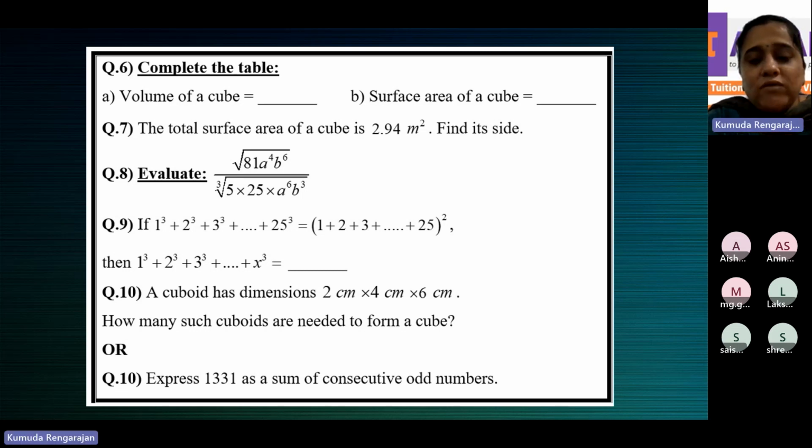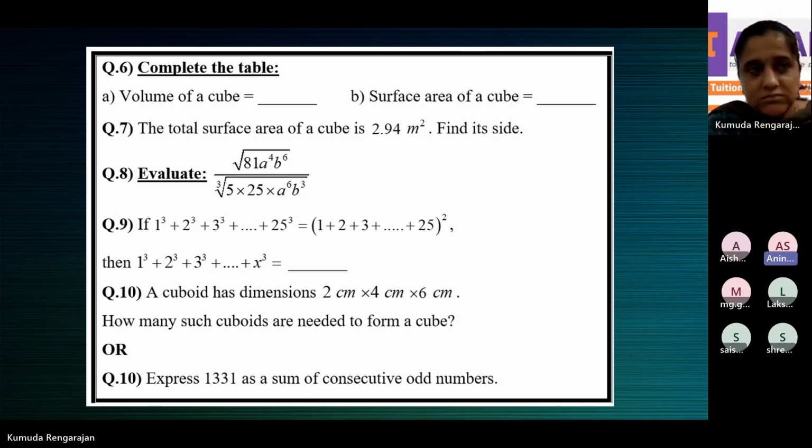Okay, Anantika, let me know how you started working the answer. What's your first step? Ma'am, area of a cube is... Okay, fine. Anyone else? What's the first step? Ma'am, 6a square. So first we will find the side of the cube. What's the equation you have written to solve?